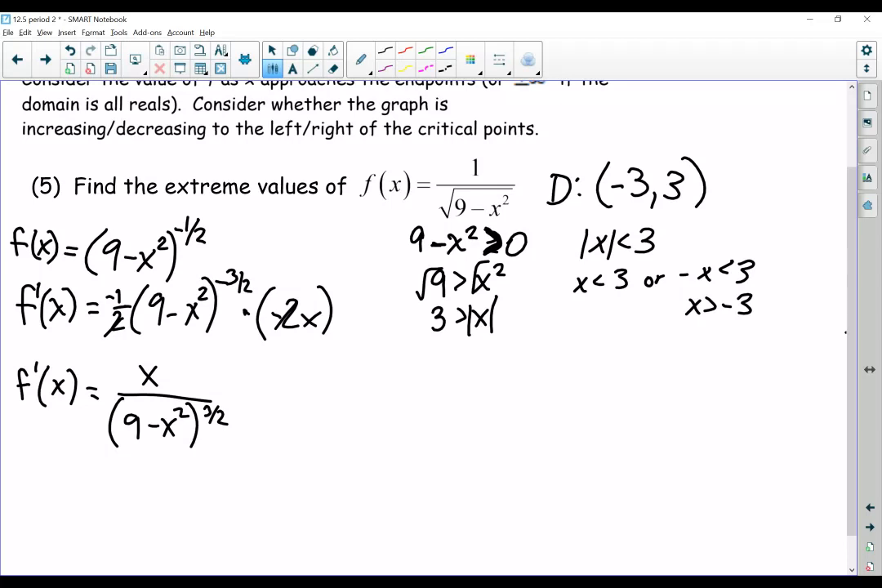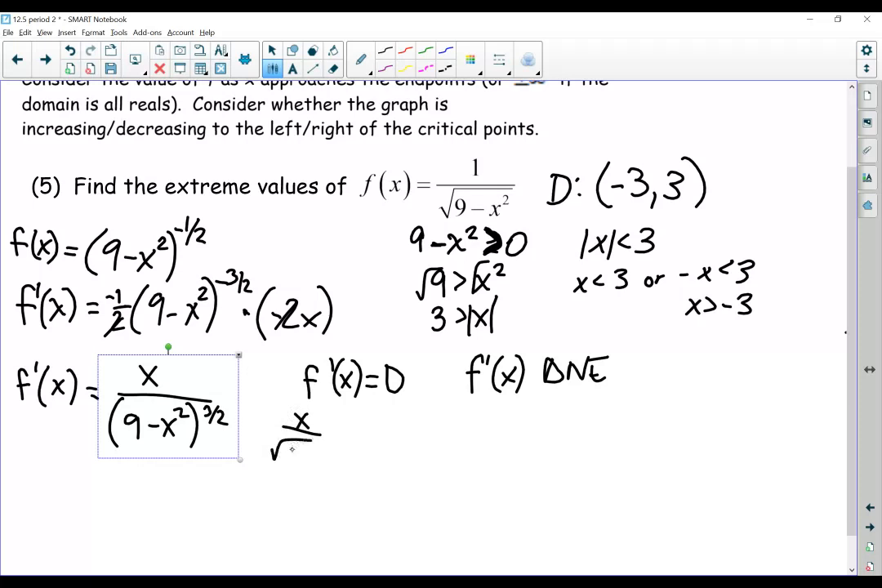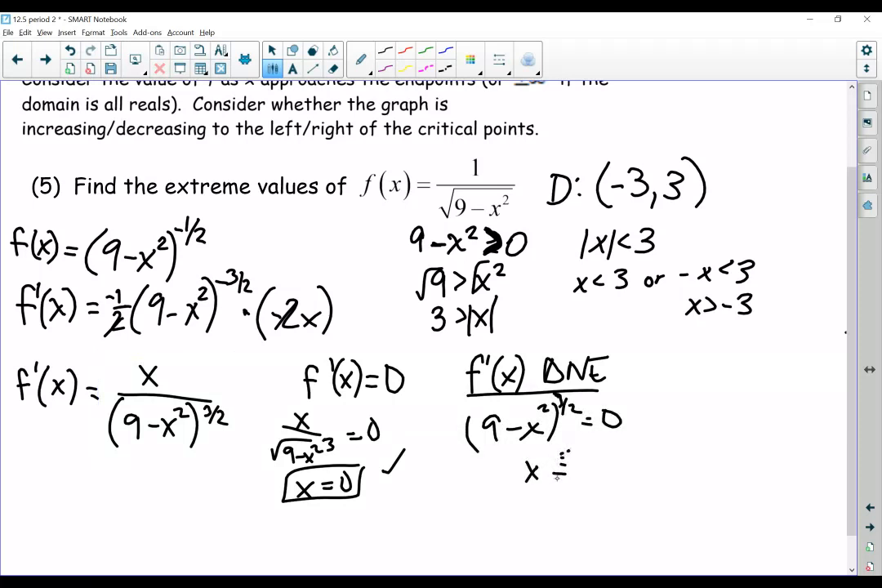Okay, so now I would need to figure out two cases. Where is the derivative equal to 0? And where is the derivative undefined? Well, if I set it equal to 0, I just get x equals 0. Is that in my domain? Yes. Okay, now I'm going to look at where it's undefined. Well, it's undefined when the bottom is equal to 0. So if I set the bottom equal to 0, I get x equals plus or minus 3, which is not in our domain, and we can reject that idea altogether.